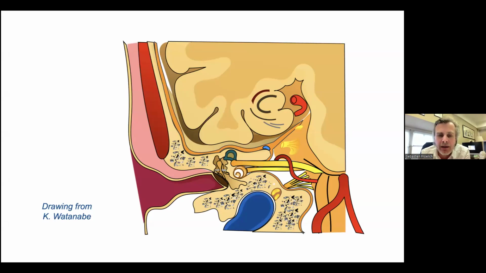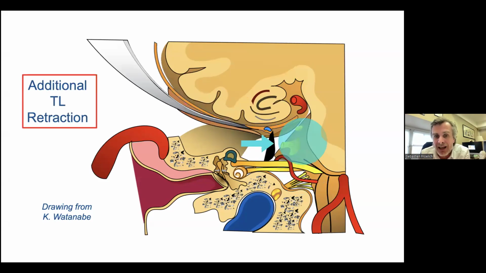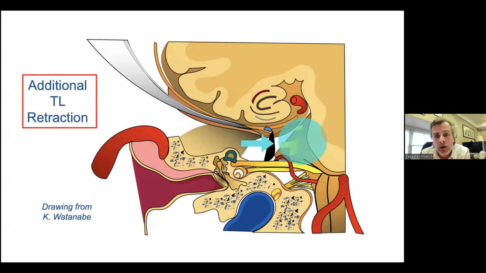These are drawings from Watanabe, fantastic drawings showing that it's an extradural approach. You have to peel the dura from the temporal fossa. You expose the petrous apex, you drill it, you expose the posterior fossa dura, you open it, and you have access to the posterior fossa. If you retract more, like I do here, you can look more upward, but then it can be bad.